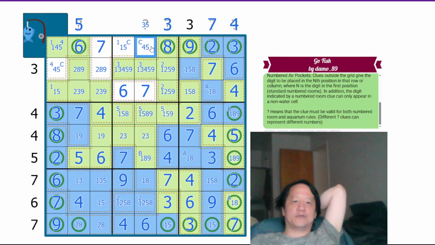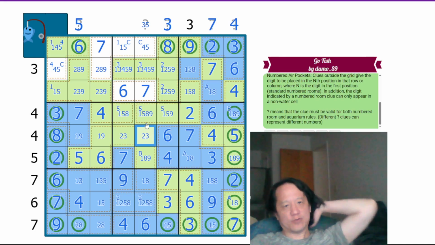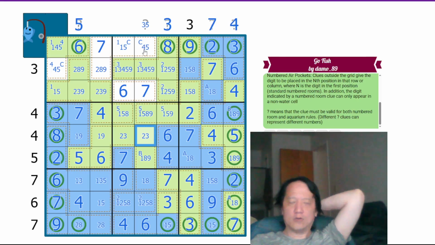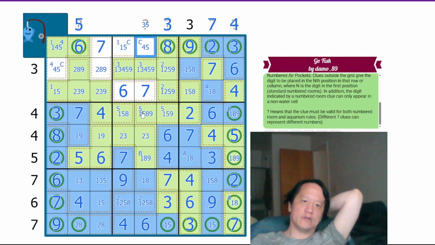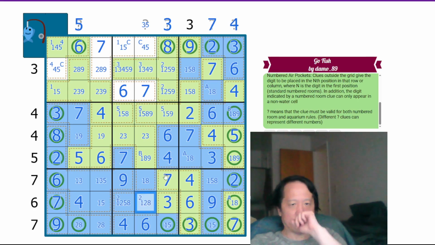So either this is 4, which means this has to be a 5 here, which forces that to be 5. Or this is 5, in which case that would be 3. So, if this is 4, that means 5 has to be in the 4th spot. So we cannot have a 5 here or a 5 here.